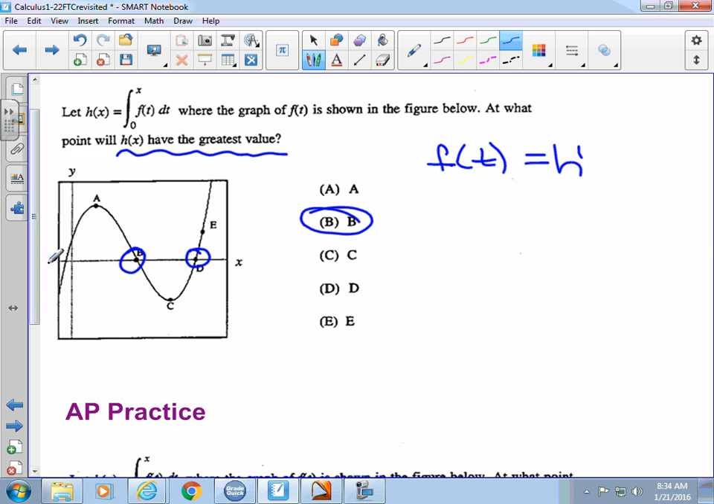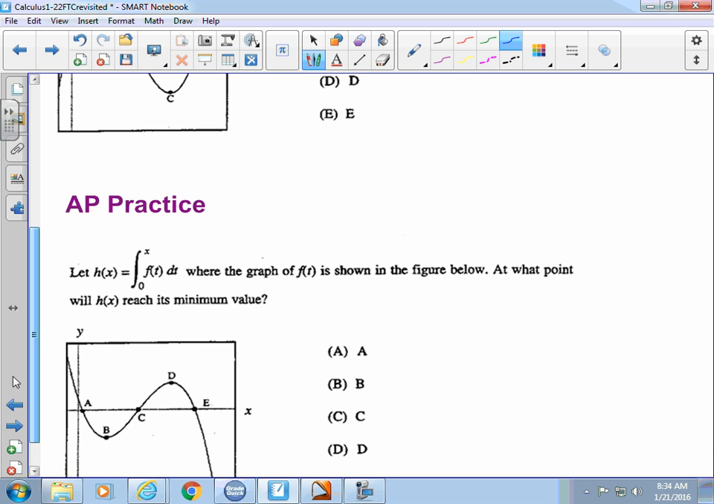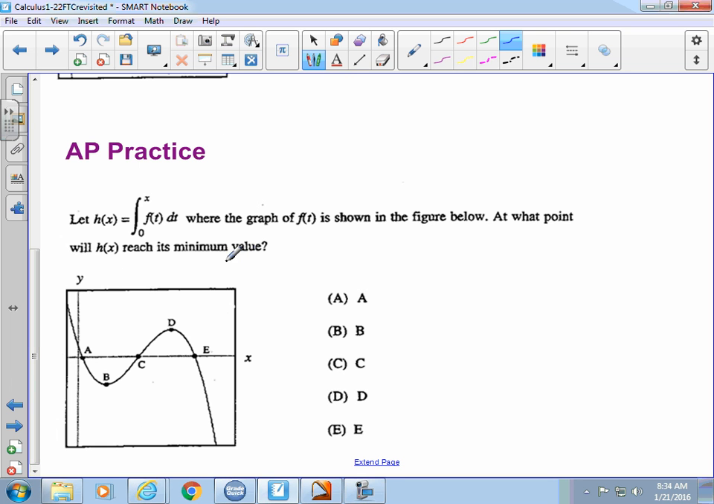So you'll notice that a lot of the AP problems we're going to be asking are going to look very similar, except have a little bit different context with an integral now instead of just a derivative. Same question almost, except minimum. So I mean it's a different graph, but same question type. So you can tell this is a common AP question.